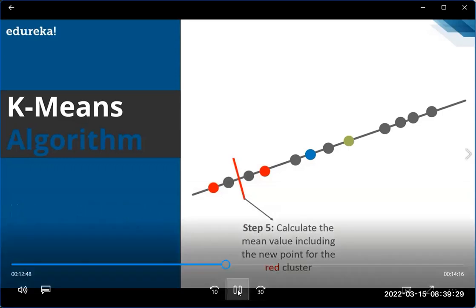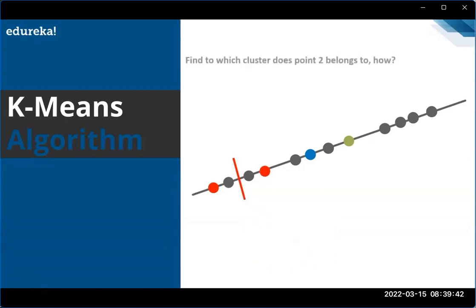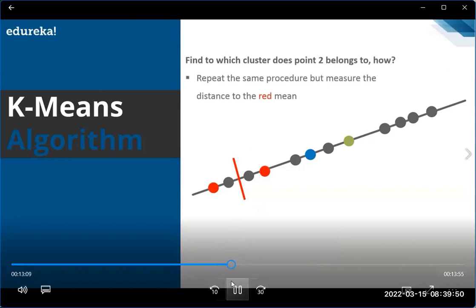New point which is recently added to the cluster. So the mean value in this case lies somewhere here in between the 2 points within the red cluster. Okay. Now we are done with first point. We know that the first point lies within the red cluster. Now let's figure out the cluster of the second point, or in other words, to which cluster does the second point belong to. Well, to do this, you can use the same procedure you used for the first point. It's just that we'll now.